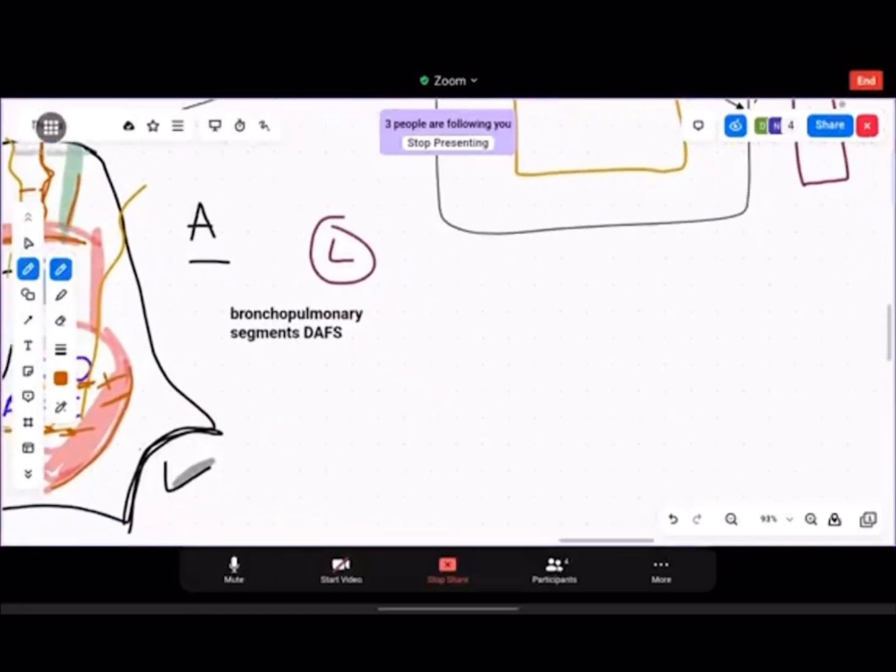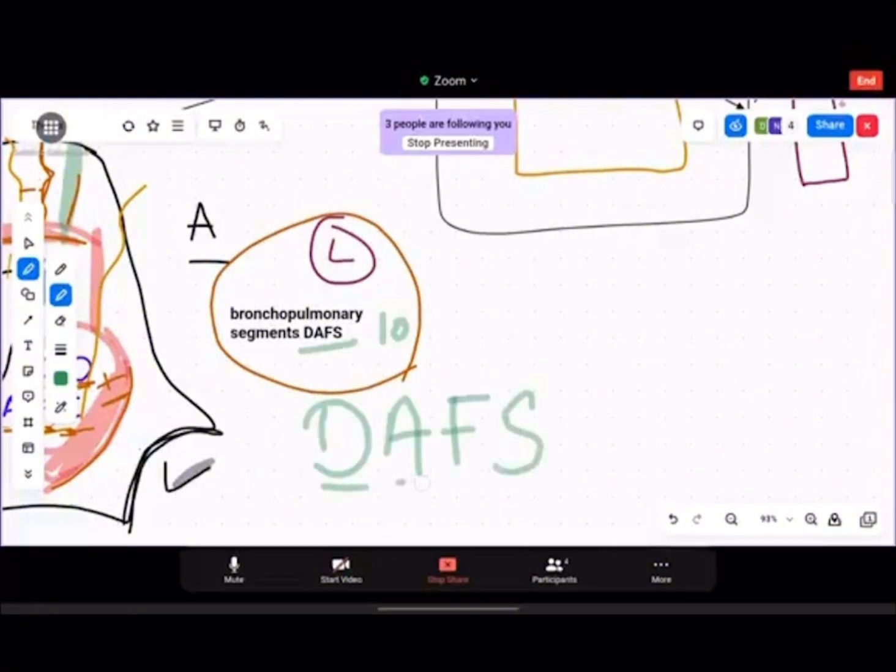Bronchopulmonary segments is what's going to come in the exam. The question that they're going to ask you is, what are the bronchopulmonary segments? Draw them. Well defined anatomical, functional and surgical sectors of the lungs are bronchopulmonary segments, and they are 10 in number in both of the lungs.